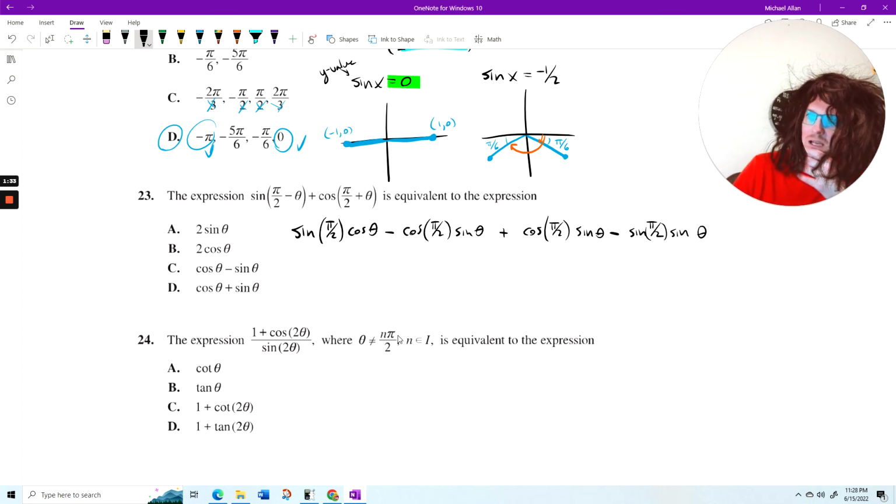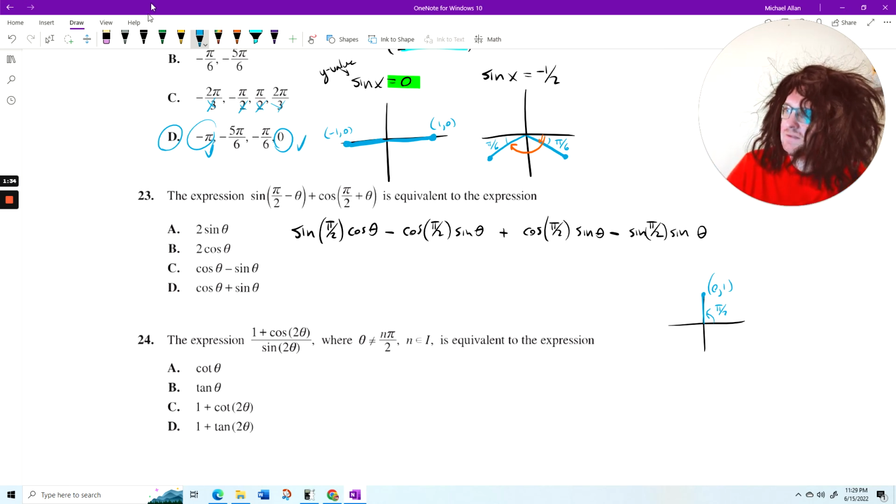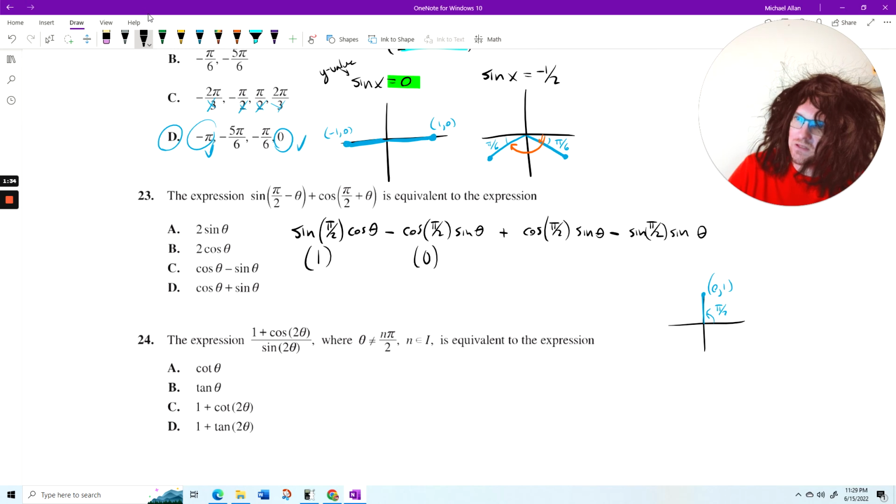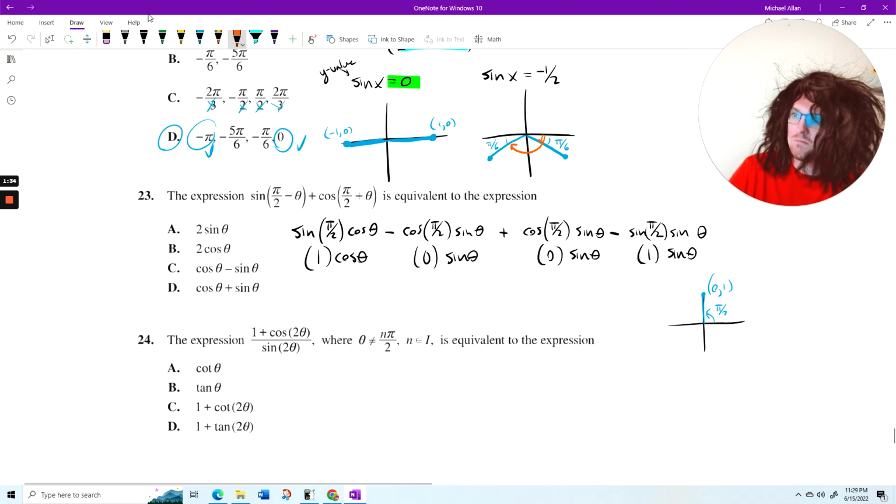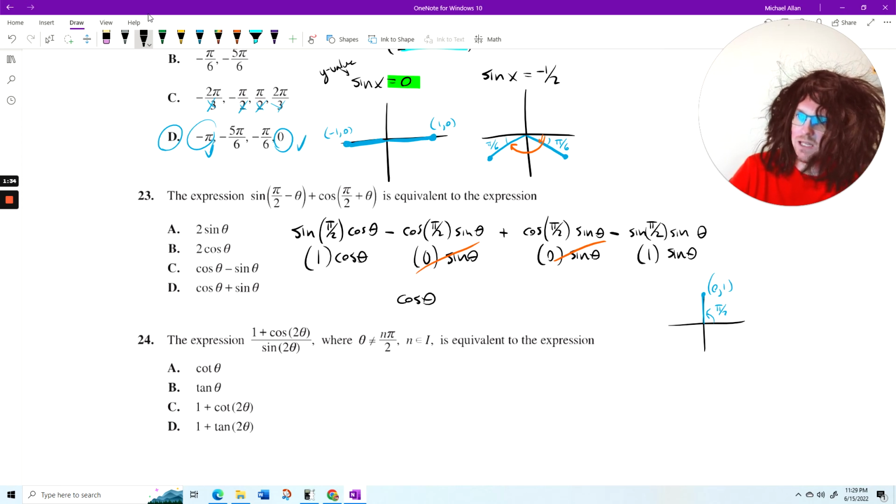Now, the pi over 2 part is the really easy part here because pi over 2 is just a point. That's straight up at 90 degrees here, and that point is 0, 1. So using sine being the y values and cos being the x values, this will be 1, this will be 0, this will be 0, and this will be 1. Because these other ones are 0, they cancel out. They're gone. 0 times that, 0 times that. So I'm left with just these two things in the front: a cos here, 1 times cos, and then a minus sign over there. So that would be this one.